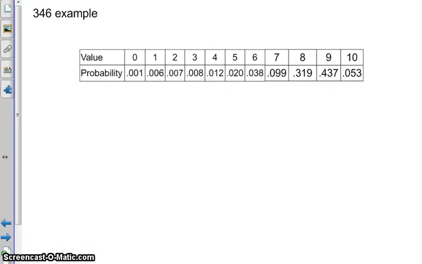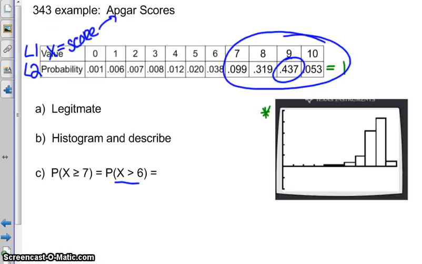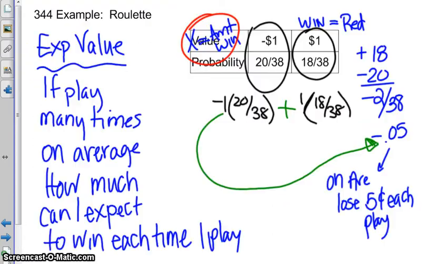So anytime we put together that table, for instance, going all the way back to APGAR, if I went and found the mean here, it'd be the mean score I would expect to see if somebody took this test.